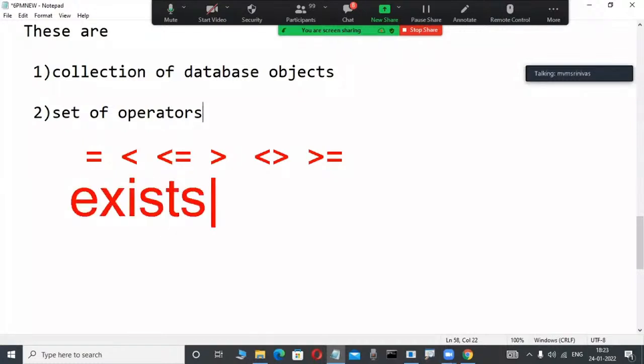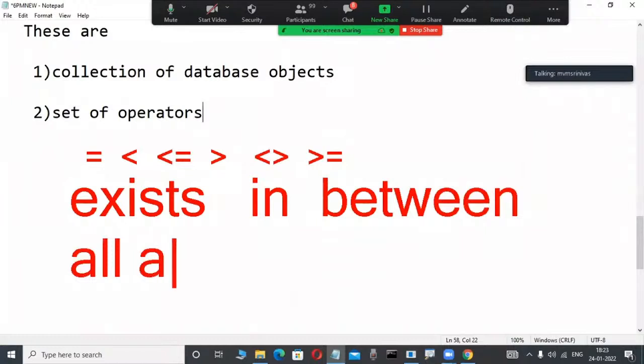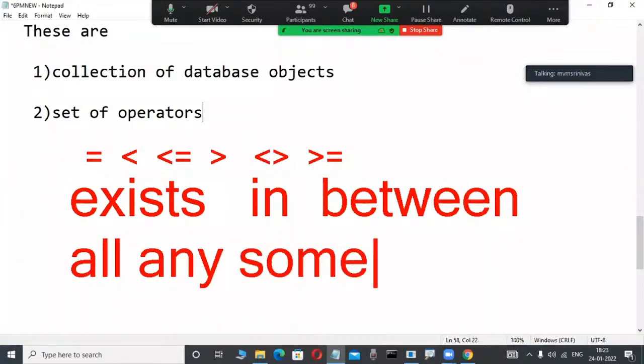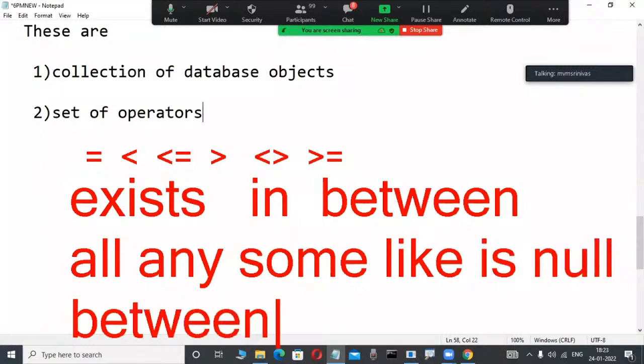IN is an operator, BETWEEN is an operator. So many operators are there. ALL is an operator, ANY is an operator, SUM is an operator. LIKE is an operator, IS NULL is an operator, BETWEEN is an operator. This type of special operator is there. These are special.